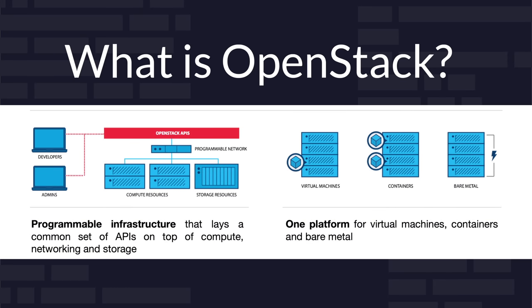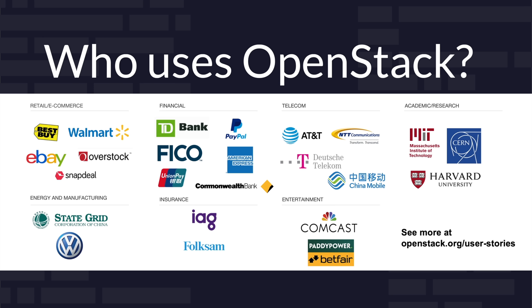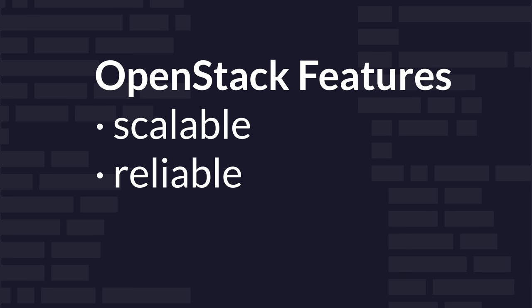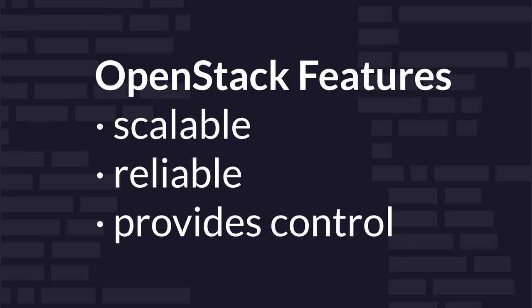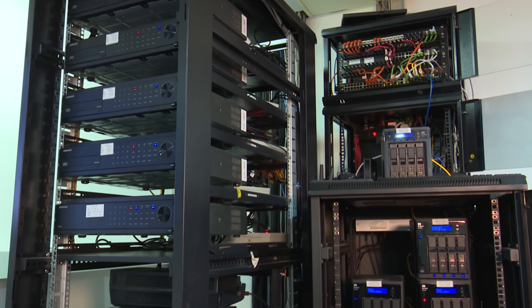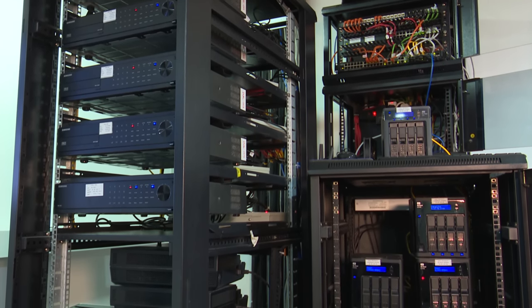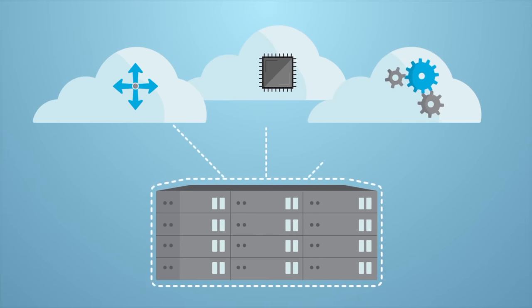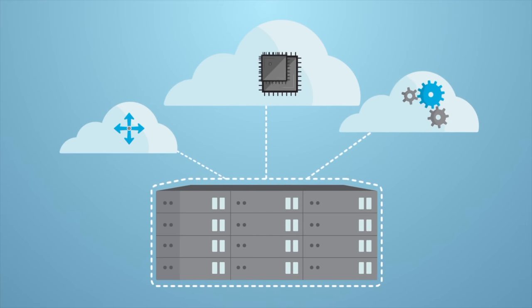OpenStack is an open source cloud computing platform that is used by organizations to manage and control large-scale deployments of virtual machines, such as in a cloud computing or virtual private server environment. OpenStack is a popular choice for organizations because it's scalable, reliable, and provides a high degree of control over the underlying infrastructure. Besides being used to manage deployments of virtual machines, OpenStack can also be used to manage storage and networking resources in a cloud environment.